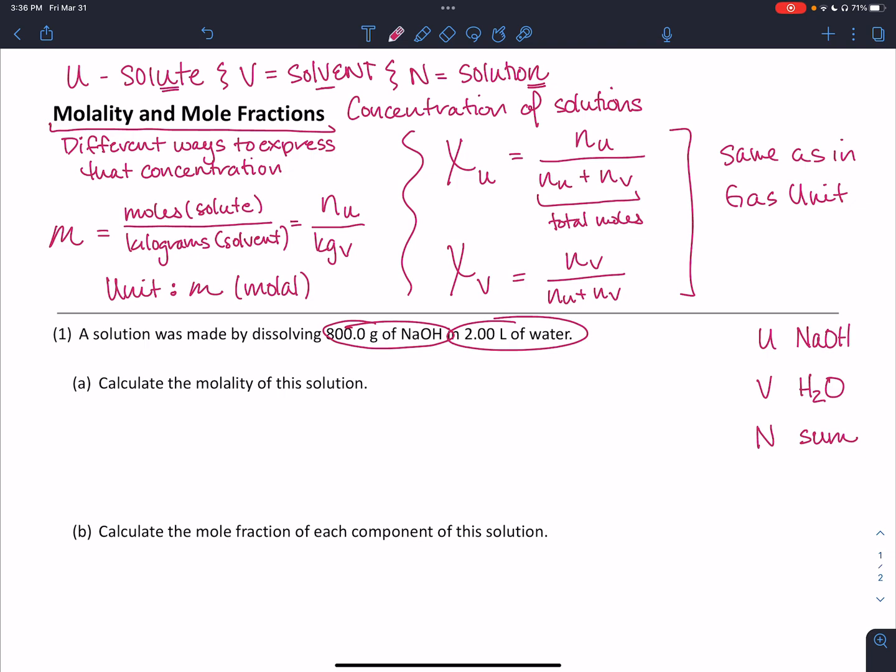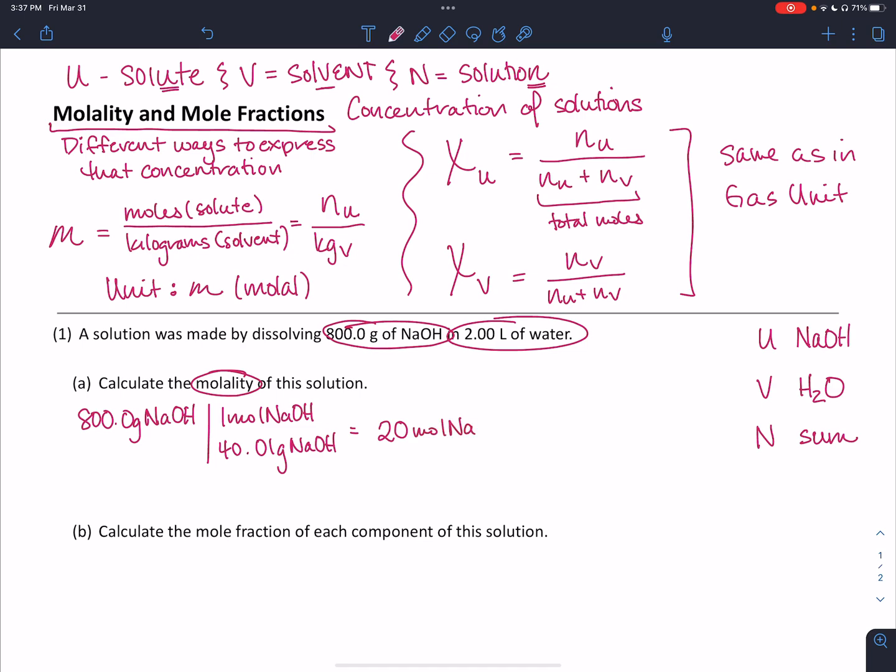So I'm trying to calculate the molality of the solution. I need to know the moles of the solute. Well, I have grams, so I can take those 800 grams of NaOH and convert them into moles using the molar mass of NaOH. I get out my calculator and my periodic table, and I find that the molar mass of NaOH is 40. When I divide 800 by 40, I get around 20 moles of NaOH. So I've got the moles.